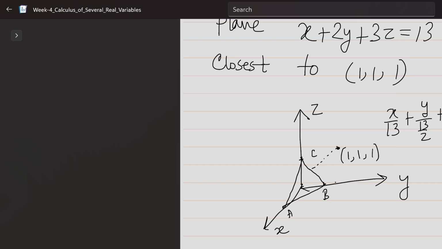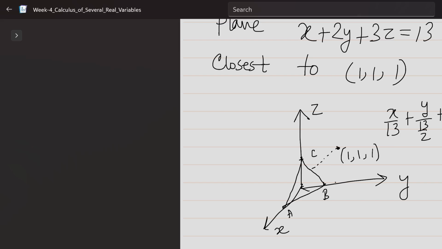Okay. So I'll write all this. To find the point on the plane closest to a given point, what you have to do is that first, a line is drawn from the given point, perpendicular to the plane. Plane means the given plane.